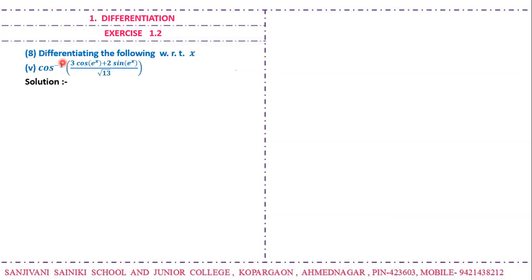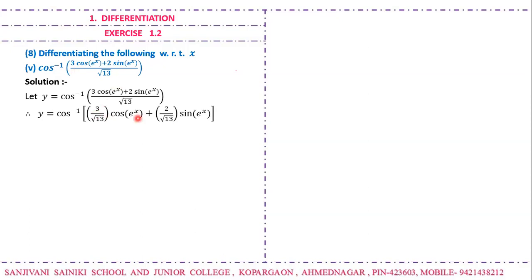The next example is cos inverse of (3 cos e raised to x plus 2 sin e raised to x) upon root 13. Here also what we will do, we will divide separately by root 13. Now again here the cos inverse is there, so we must have in the bracket cos(a plus b) or cos(a minus b). For that the terms must be like this: cos a cos b plus sin a sin b.